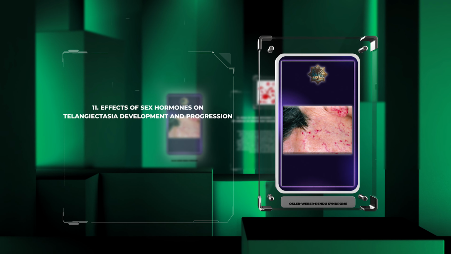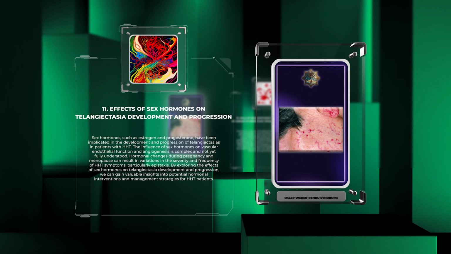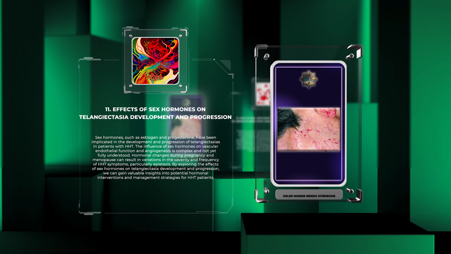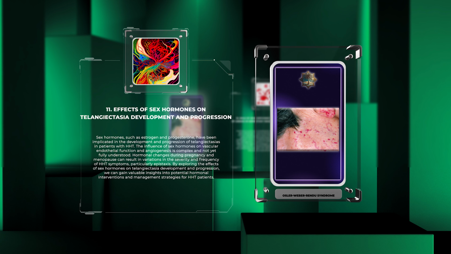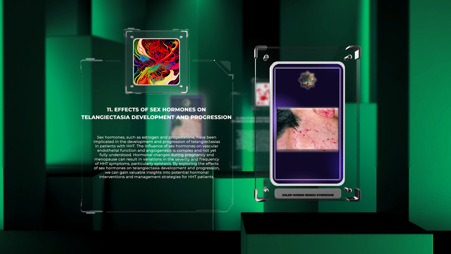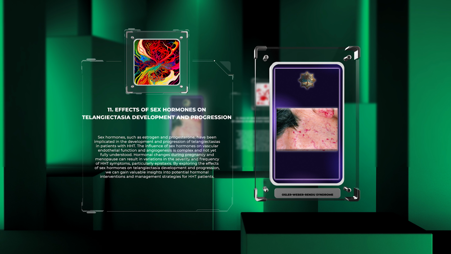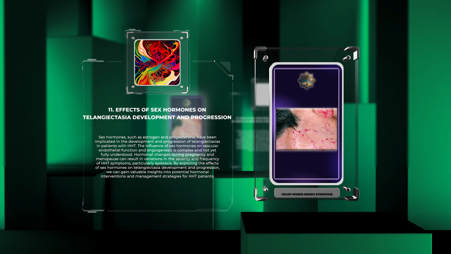Sex hormones, such as estrogen and progesterone, have been implicated in the development and progression of telangiectasias in patients with HHT. The influence of sex hormones on vascular endothelial function and angiogenesis is complex and not yet fully understood. Hormonal changes during pregnancy and menopause can result in variations in the severity and frequency of HHT symptoms, particularly epistaxis. By exploring the effects of sex hormones on telangiectasia development and progression, we can gain valuable insights into potential hormonal interventions and management strategies for HHT patients.